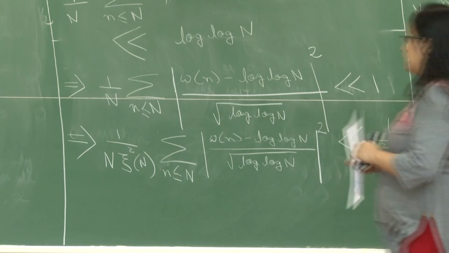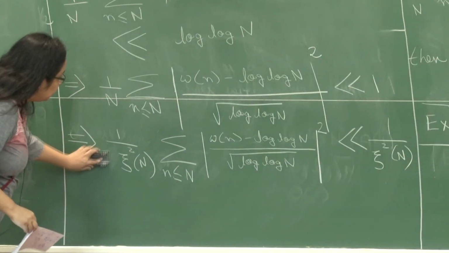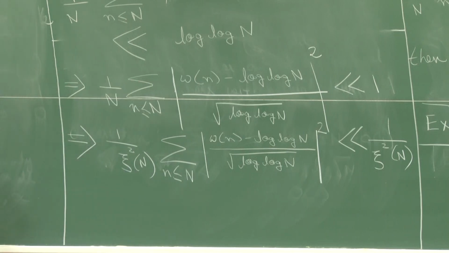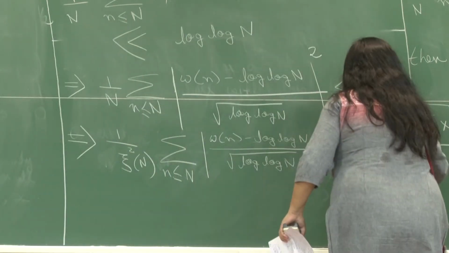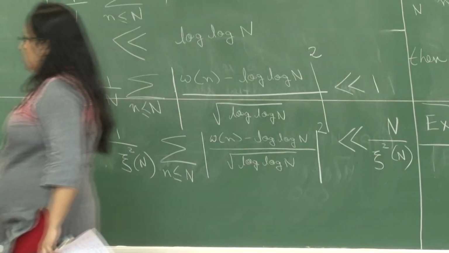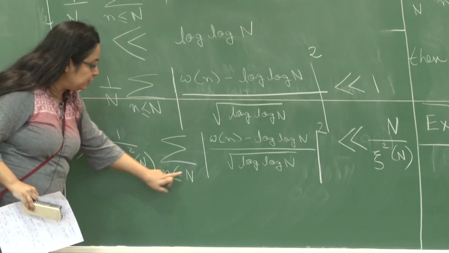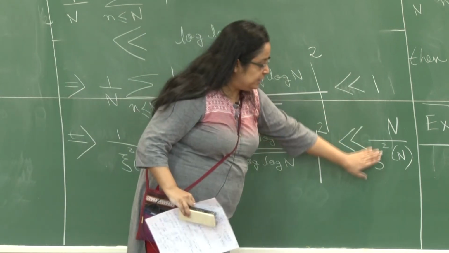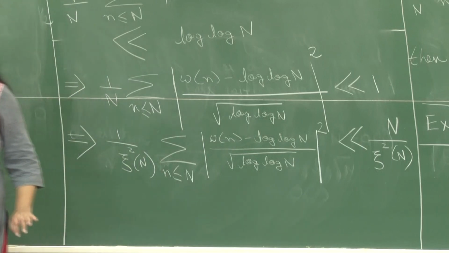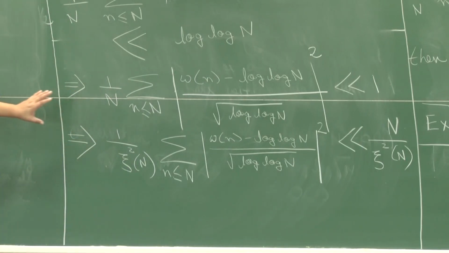In other words, I can actually take capital N to the right. And this will imply the theorem we are after. Okay? Because if there were too many of these n's, then when you add up this quantity for all the n up to N, it cannot possibly be bounded above by N over xi square of n. So what we have proved is actually a stronger version of what we require.